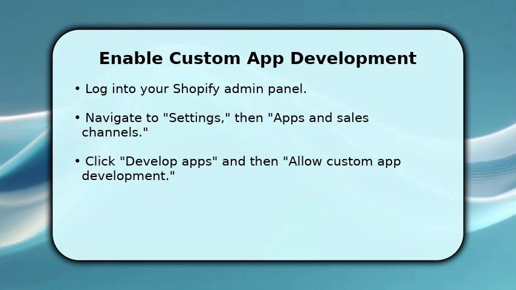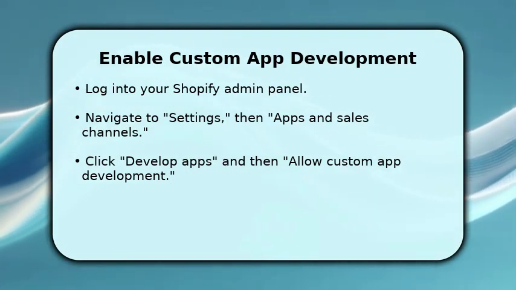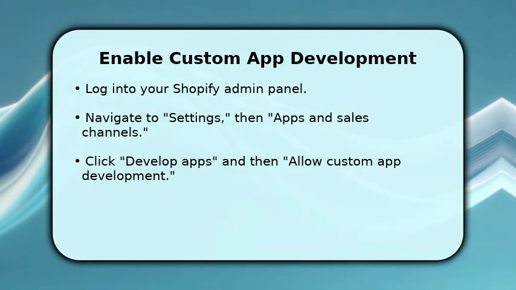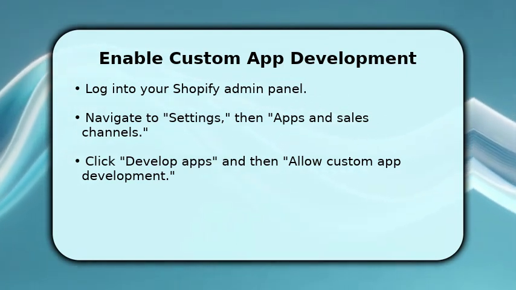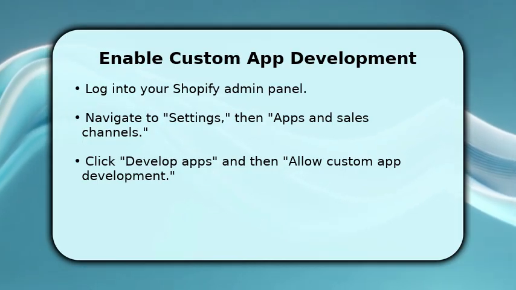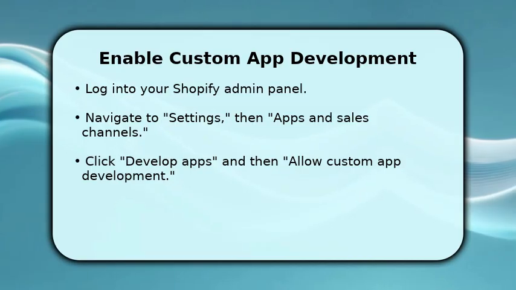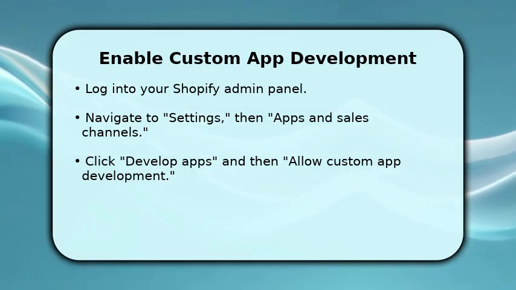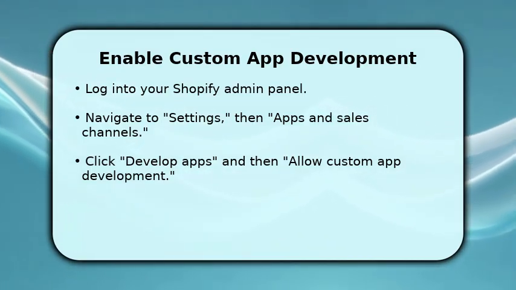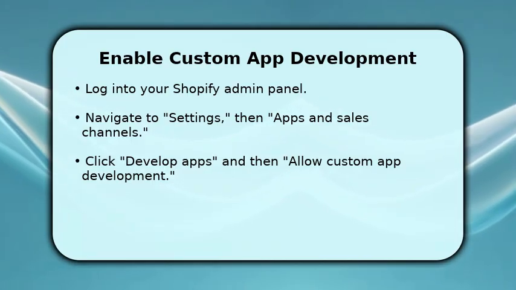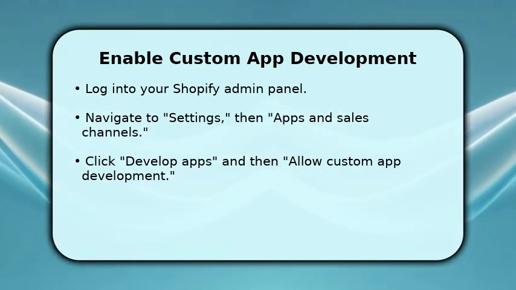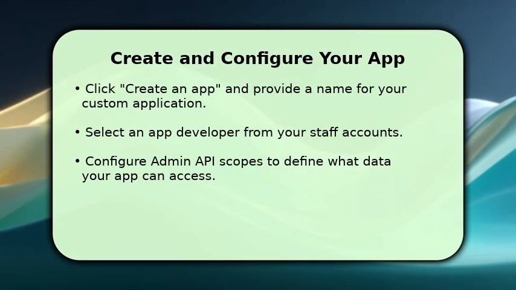First, log into your Shopify store's admin panel. Once inside, look for Settings in the bottom left corner and click on it. From the Settings menu, select Apps and Sales Channels. You'll then see an option to develop apps. Click this. If it's your first time, you'll need to click Allow Custom App Development to proceed, confirming your understanding of the terms. Next, click the Create an App button.